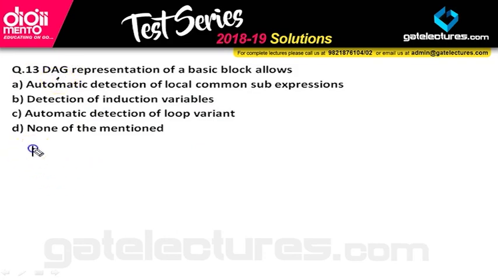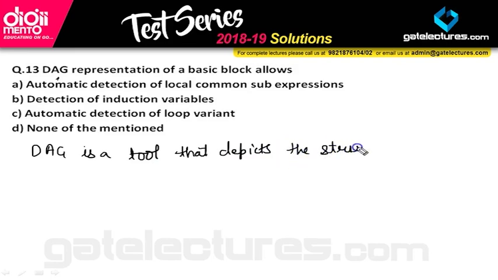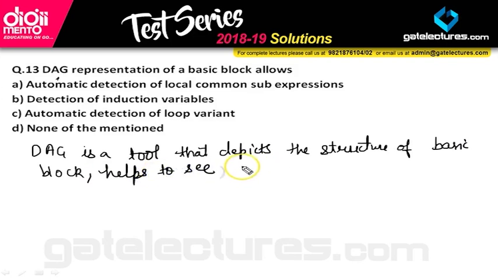I'm giving you the definition. A DAG is a tool that depicts the structure of a basic block, which helps to see the flow of values among the basic blocks. It is also used for optimization. So you can make a note of why a DAG is used.